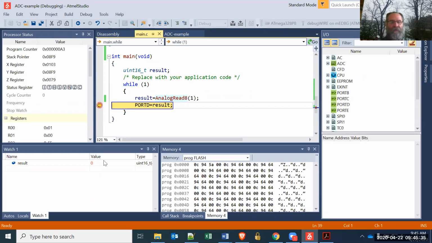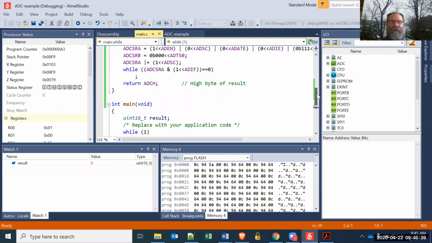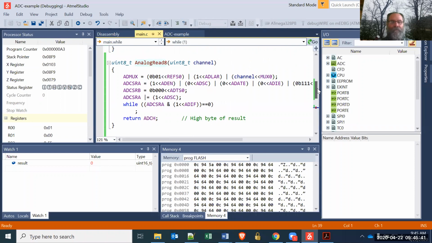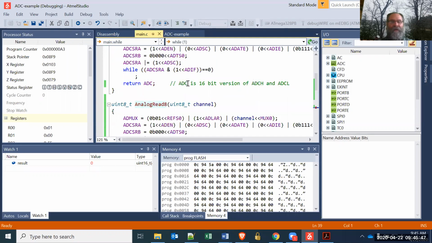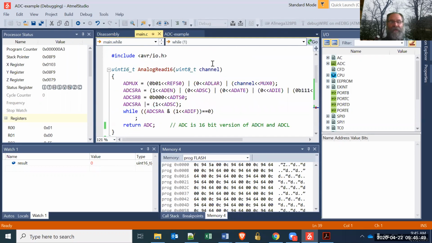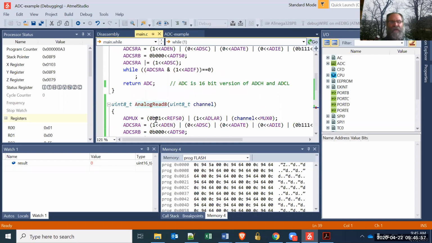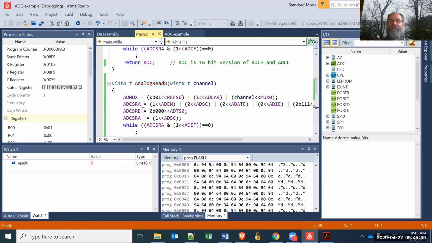Okay, so what I have here very nicely is a routine that will give me 8 bits of an A to D reading, and I've got a routine that will give me 16 bits. Both of those are going to be useful in your last lab. I guess really more the 8 bits is going to be useful in your last lab. But any questions on that?